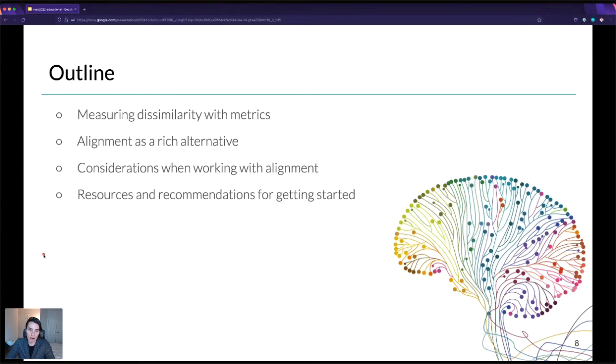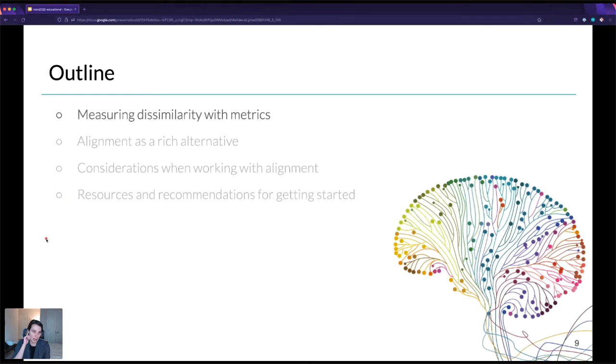So in my talk today, I'm going to talk about a few different strategies that are currently in place, and I'm going to, in particular, argue for alignment as a really exciting strategy that I think you'll hear a lot more about in the main talks as well. And I'm going to lay out some considerations that you might want to have when you're working with alignment, and also provide some resources and recommendations for getting started with your own data, no matter what kind of data you're working with.